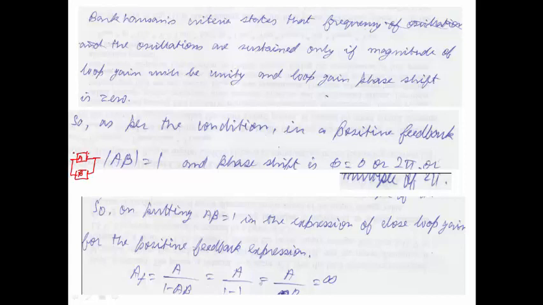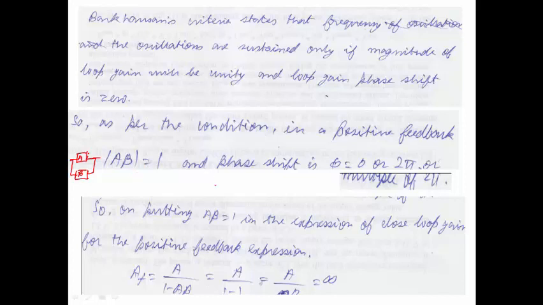So the moment we give the input signal over here, the phase of the signal should be able to return in the same phase. There should not be any phase shift for the signal throughout the loop. And the second condition is that the modulus of loop gain, which is A beta, must be equal to 1. So these are the two conditions which give us the condition for generating sustained oscillations.